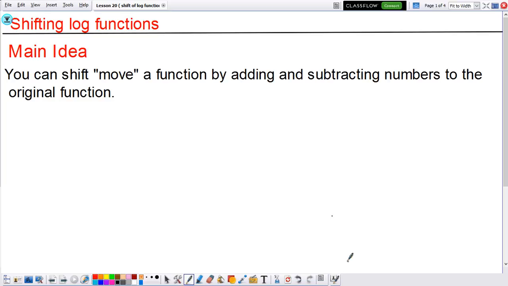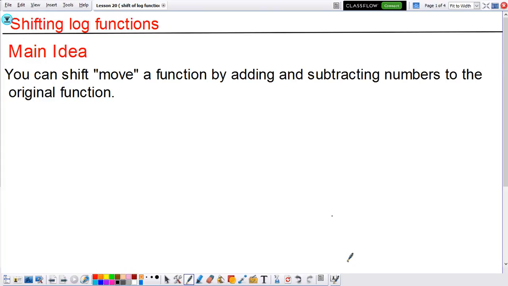Today, we will see how we can shift log functions. Shift is just another way to say move. Today we will see how we can move log functions.